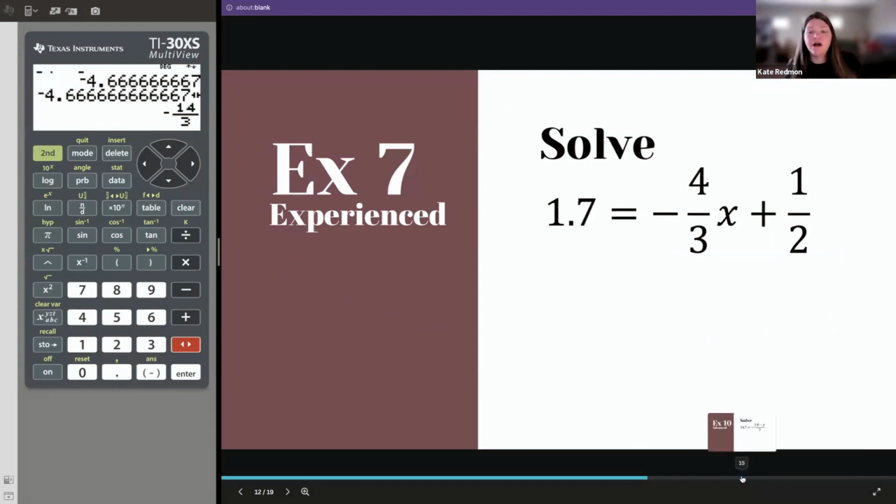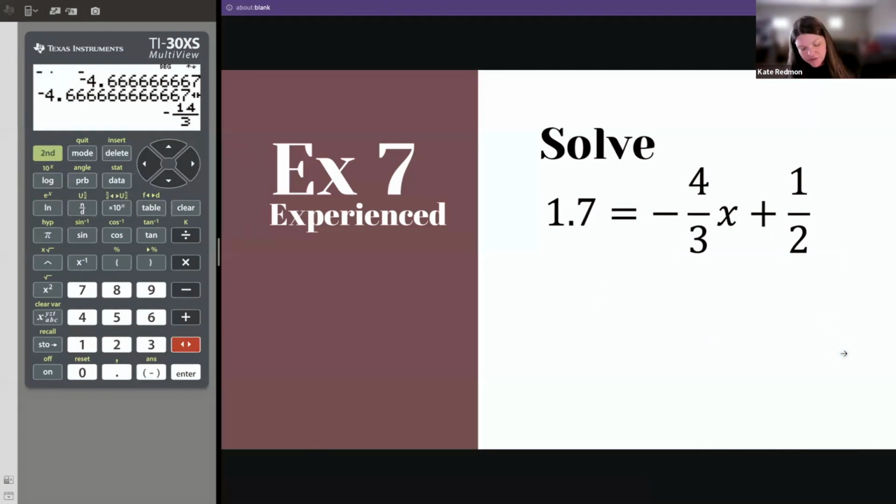Another common GED trick, they love it, is to mix up fractions and decimals. And the nice thing is with our algebra skills and our calculator, we don't have to worry about that at all. So let's look at this example. 1.7 is equal to negative 4/3 x. Now, how come I didn't read this one as divide this time? Because x is not inside that fraction. So I can think of this as one big ugly number shoved up against x. So negative 4/3 x plus 1/2.